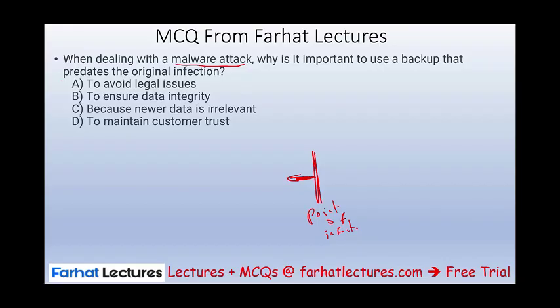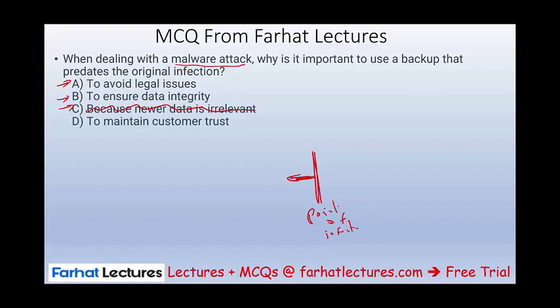Is it to avoid legal issues? Is it to ensure data integrity? Is it because newer data is irrelevant? Well, I can take out C, because newer data is not irrelevant. Newer data could be relevant, but relevancy has nothing to do with it. To maintain customer trust? Well, not necessarily, but it's good to maintain customer trust. Is it to avoid legal issues? Well, yes, we want to avoid legal issues and maintain customer trust, but that's not the primary reason. That's definitely not the primary reason.